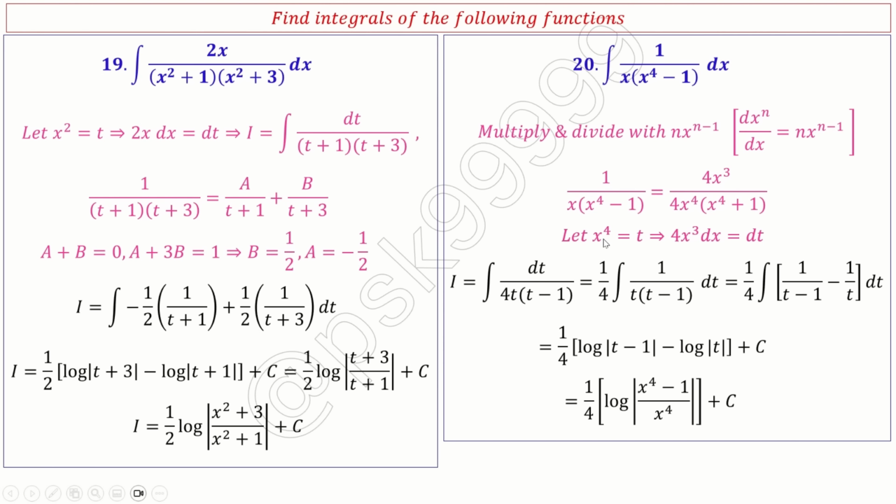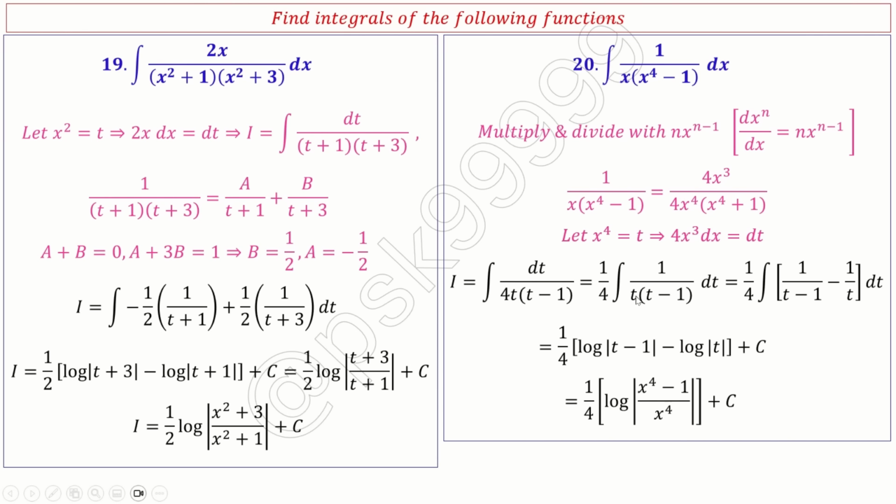Now you take x to the power of 4 as t. So 4x cube dx is dt. My whole integration will become integration of dt by 4t into t minus 1. Now I can convert this into partial fractions. So 1 by 4 into, converting this into partial fractions, 1 by t minus 1 minus 1 by t dt. Okay.